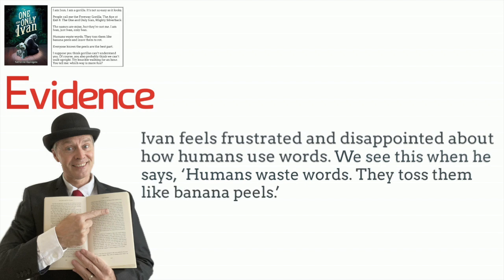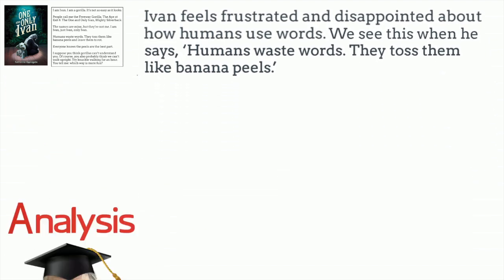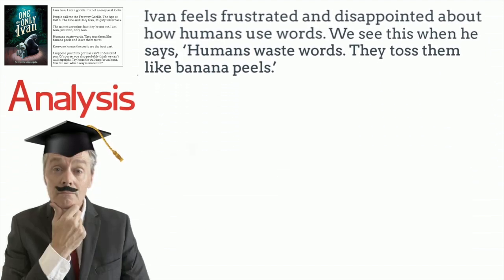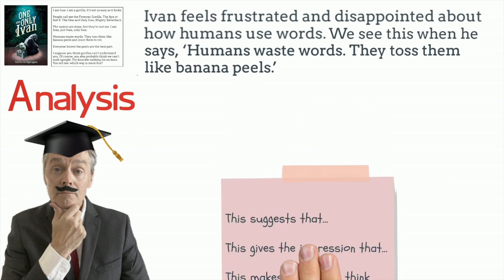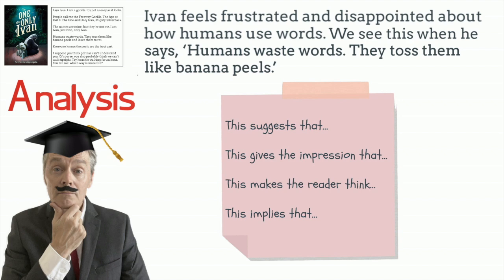In the analysis section, I need to connect the evidence I've written to my point. Here are some good ways of beginning this part. This suggests that. This gives the impression that. This makes the reader think. This implies that. Notice that each of these phrases suggest or infer ideas, rather than giving definite statements like, this shows that, or this tells us that.